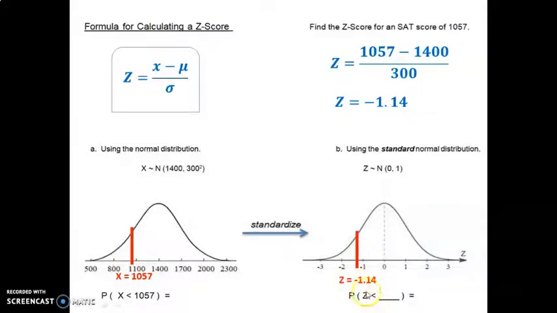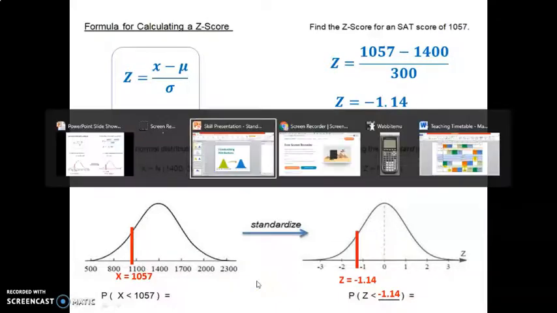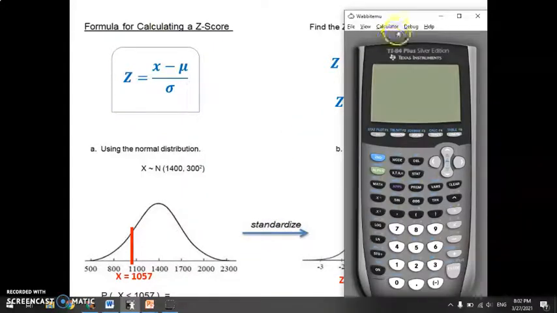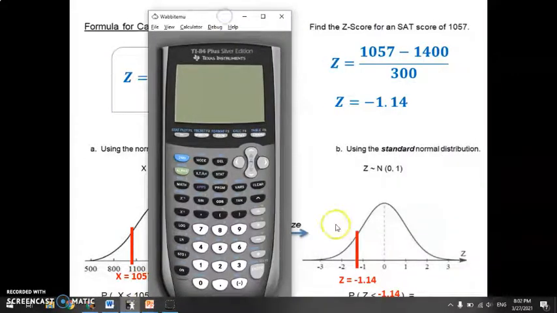So if we were to write this, we're looking for the probability that z is less than that. Here we use the original data, and here we calculate the probability using the z-score. It should give you the same answer. That's what I want you to check on your calculator now. I'm going to solve it using this probability, and you go ahead and solve it using this probability. Let's see what we get.